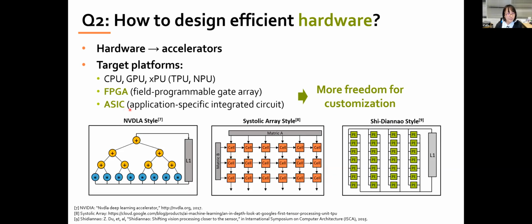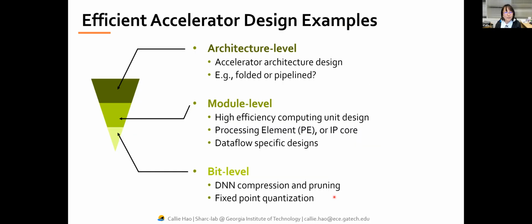So here are some examples of different architectures on FPGA or ASIC. We have NVDLA style, we have systolic array style, we can have CDNL style. These are all customizable accelerators that we can design by ourselves. All right, so what can we consider if we want to come up with an efficient accelerator design? There are multiple levels of accelerator design on hardware, and each level can be considered with co-design. I will introduce them one by one.